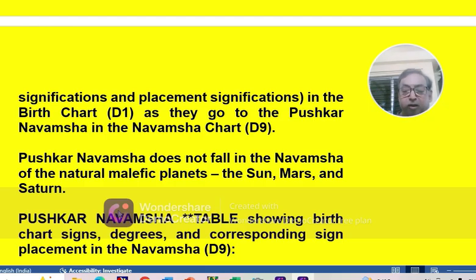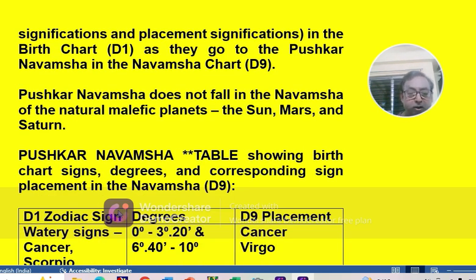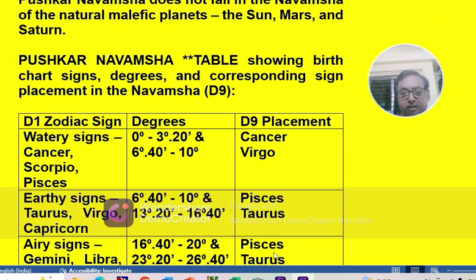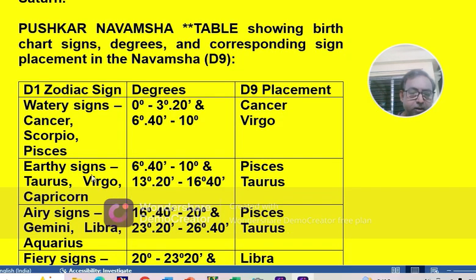Pushkar Navamsha does not fall in the Navamsha of the natural malefic planets, the Sun, Mars and Saturn. The Pushkar Navamsha table showing birth chart signs, degrees and corresponding sign placement in the Navamsha is given in this table. Please look at the table and try to remember. And if you cannot remember, the table is there in the video. You can jot down from that table.